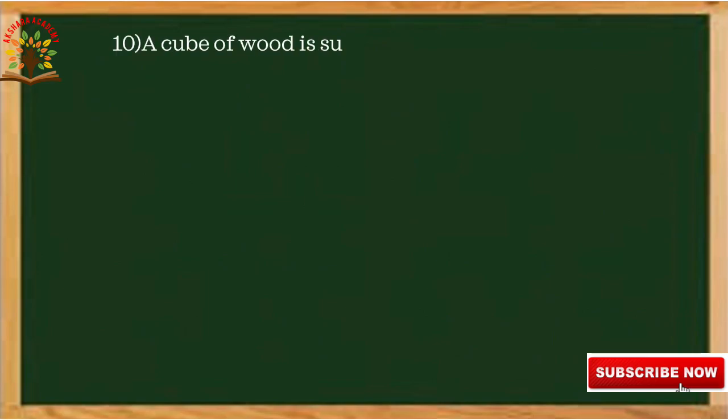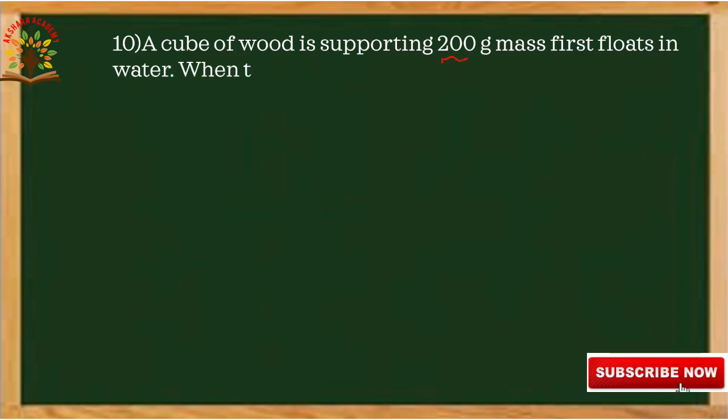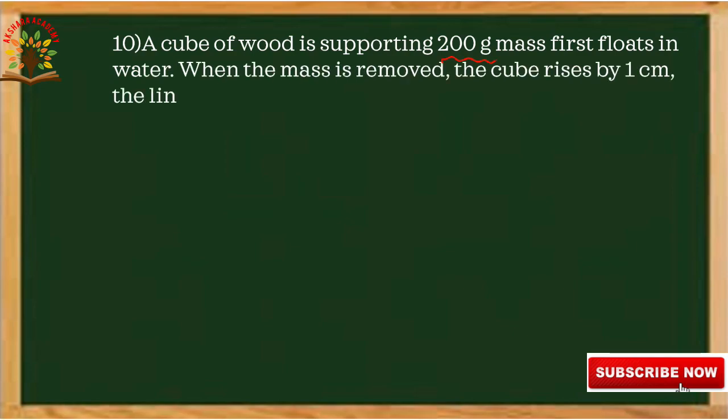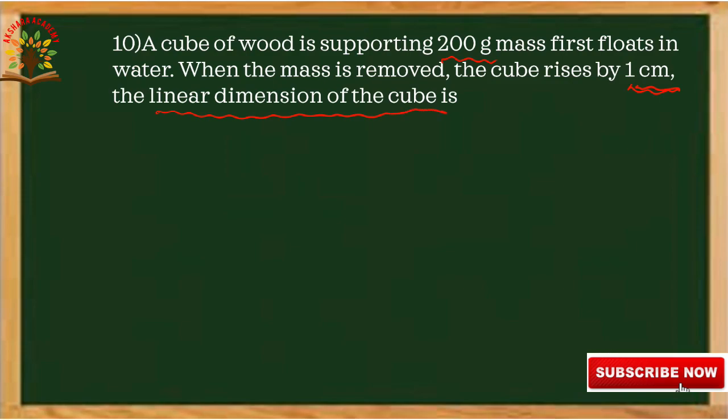10th one. A cube of wood supporting a 200 gram mass first floats in water. When the mass is removed, the cube rises by 1 centimeter. The linear dimension of the cube is? Here you have to calculate the linear dimension of the cube. First let us go to the solution.